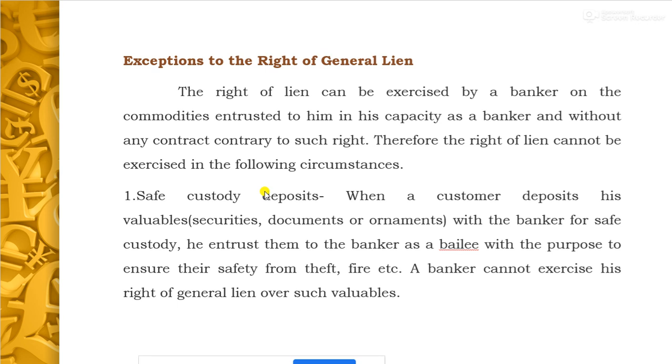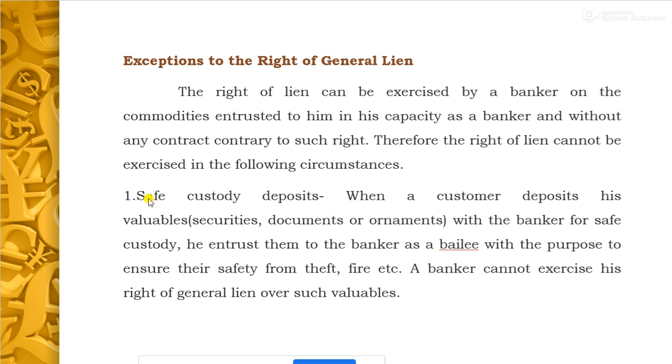ഓക്കെ, സേഫ് കസ്റ്റഡി നമ്മളിപ്പോൾ ട്രസ്റ്റി ബെനിഫിഷ്യറി റിലേഷൻഷിപ്പ് പഠിച്ചു കഴിഞ്ഞതാണ്. അപ്പോൾ ഹിയർ ദ ബാങ്കർ വിൽ ബി ആക്ടിങ് ഇൻ ദ കപ്പാസിറ്റി ആസ് എ ട്രസ്റ്റി ഓർ ഇൻ ദ കപ്പാസിറ്റി ആസ് എ ബെയിലി. അപ്പോൾ ഈ രണ്ട് കപ്പാസിറ്റിയിൽ ആക്ട് ചെയ്യുകയാണെങ്കിലും എന്ത് ചെയ്യാൻ പറ്റില്ല, ബാങ്കർക്ക് കസ്റ്റമർ ഈ ഒരു ആവശ്യത്തിന് വേണ്ടി ബാങ്കിൽ ഡെപ്പോസിറ്റ് ചെയ്തിരിക്കുന്ന ഒരു പ്രോപ്പർട്ടിയുടെ മേലെയും the banker cannot exercise the right of lien.